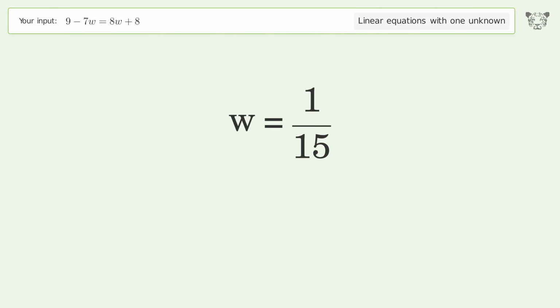And so the final result is w equals 1 over 15.